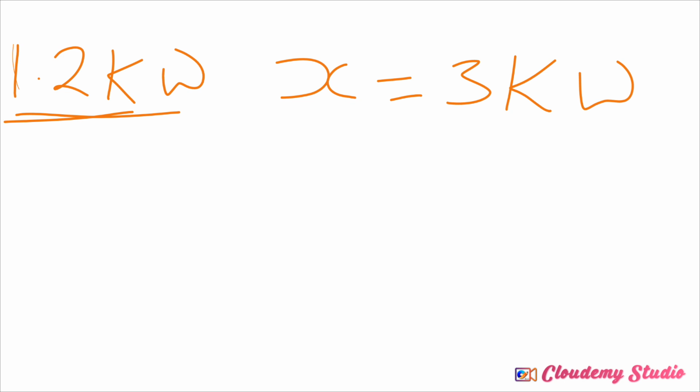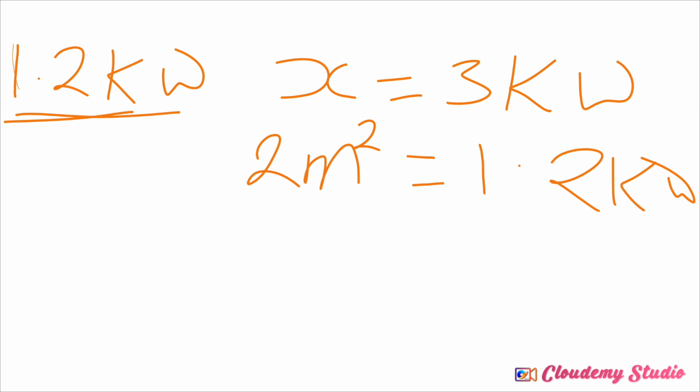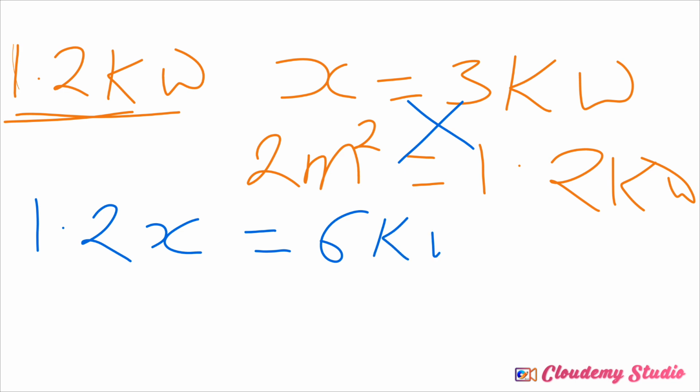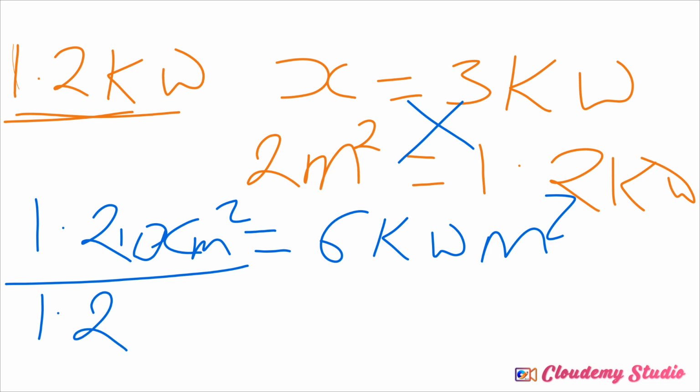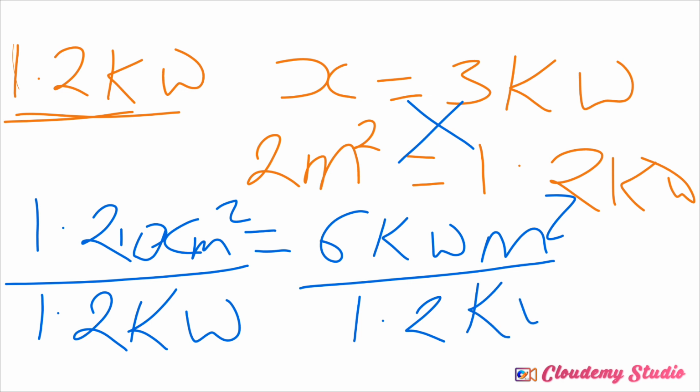Given that on average an area of 2 meters squared has given us 60%, which is 1.2 kilowatt. Now what we are going to do is cross multiplication, where you have 1.2 times X is equal to 6 kilowatt meter squared. This is X meter squared. This is 1.2 kilowatt. So we are going to divide by 1.2 kilowatt.